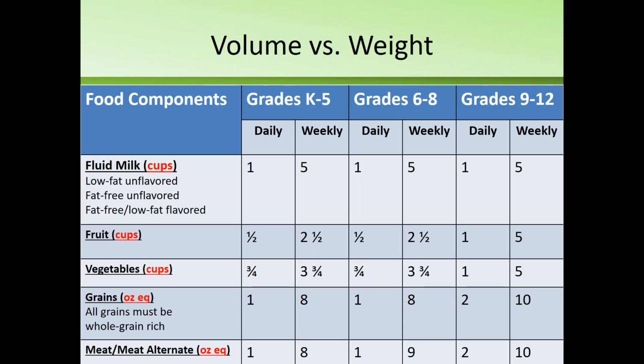So now we're going to move into the concept of volume versus weight. According to the meal pattern chart, fruits and vegetables are measured in cups or volume and not weight. This is important to keep in mind as 4 ounces of vegetable does not always equal a half a cup.